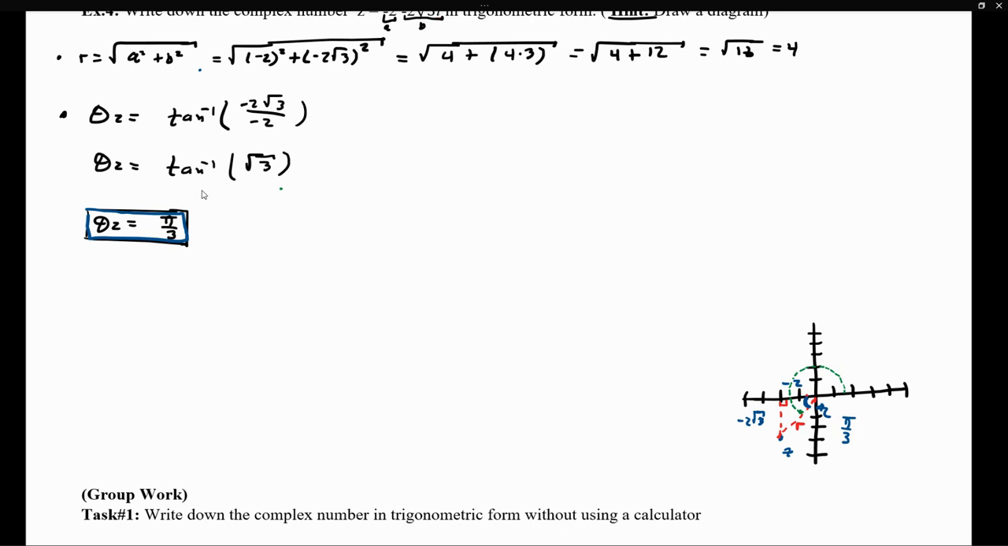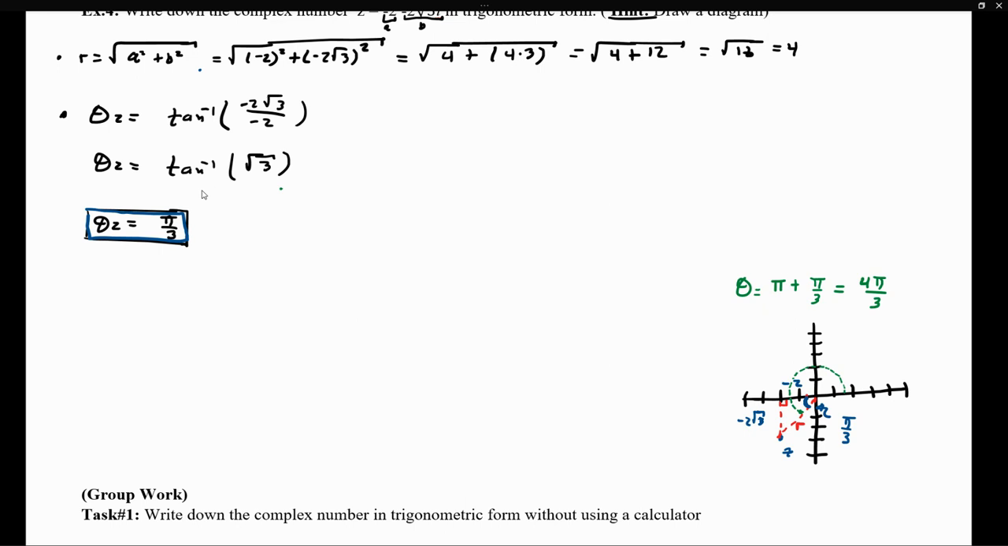But because it is in the third quadrant, I know that this little distance right here is pi over 3. So therefore, my argument is going to be a whole pi plus pi over 3. And that will be equivalent to just 4 pi over 3.